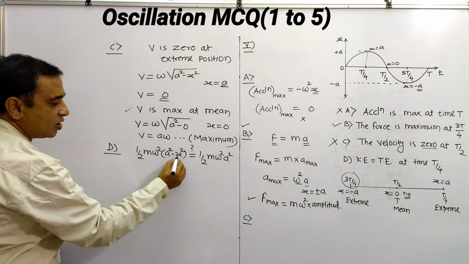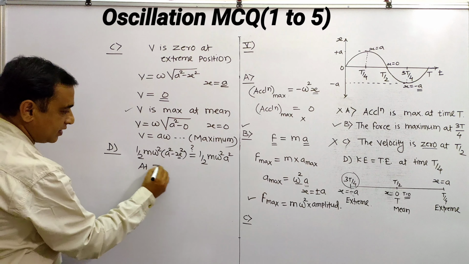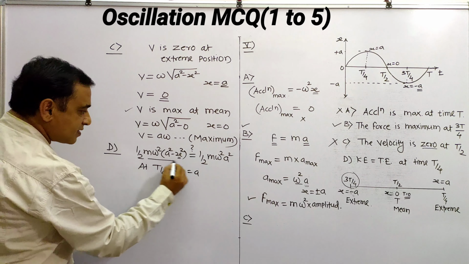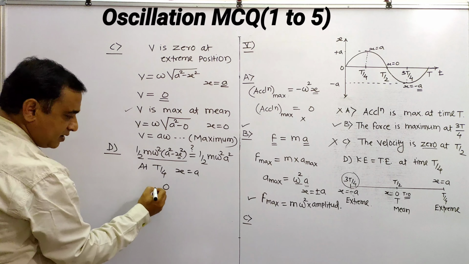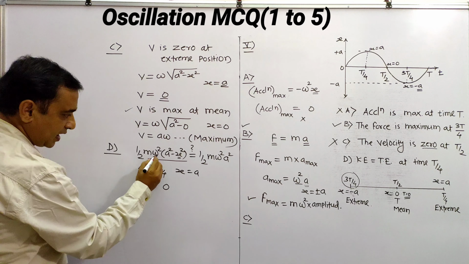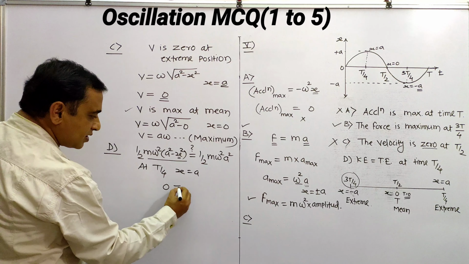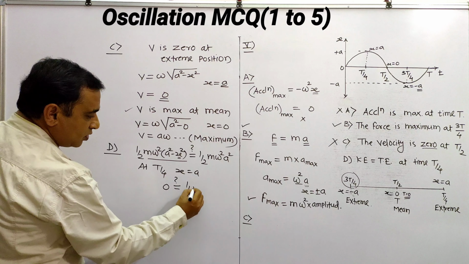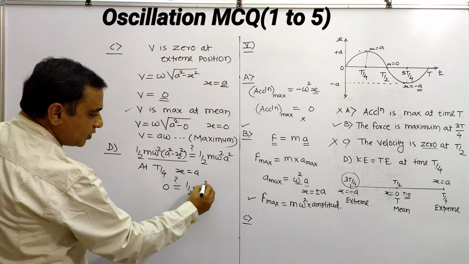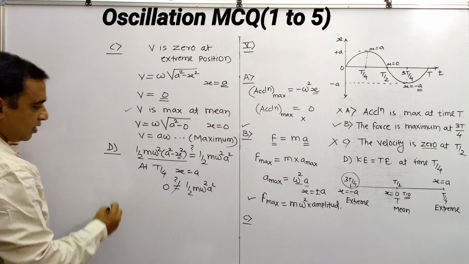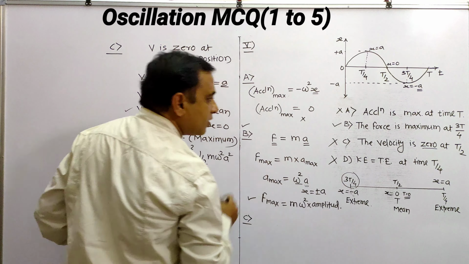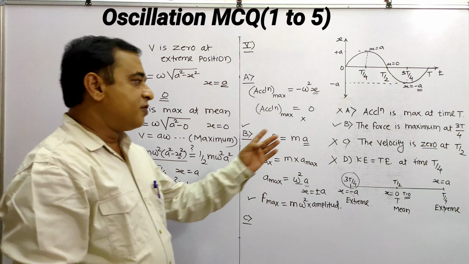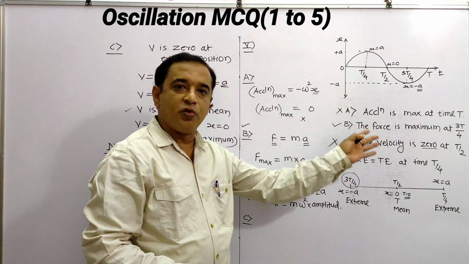Substitute. If x is equal to A at T by 4, that means this becomes 0, and this is your kinetic energy, and this is your total energy, which is again a question mark. And what about this? It is not equal to the total energy because x is equal to A, so this is not equal. That means the D option is also wrong. So only the right option is B. So the correct option is B: the force is maximum at 3T by 4. Thank you.